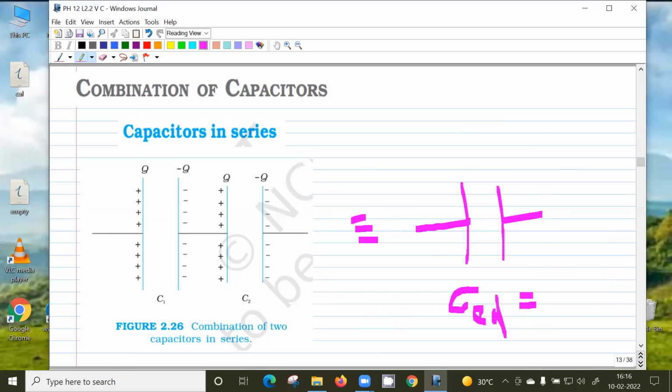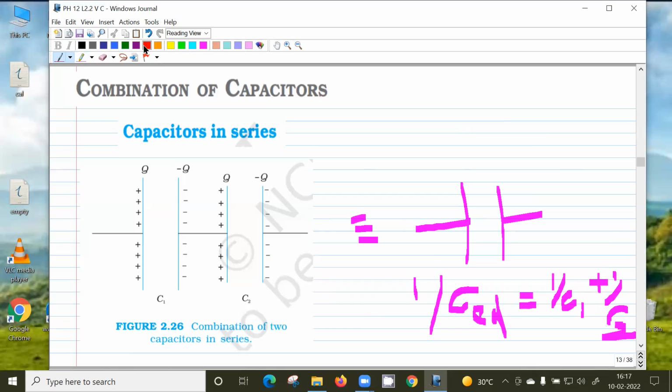So here I have two capacitors. So what is the equivalent capacitance? C1 plus C2? It's actually 1 by C1 plus 1 by C2. It is opposite to what is happening in resistance. So 1 by C1 and 1 by C2 will combine to give 1 by C equivalent.